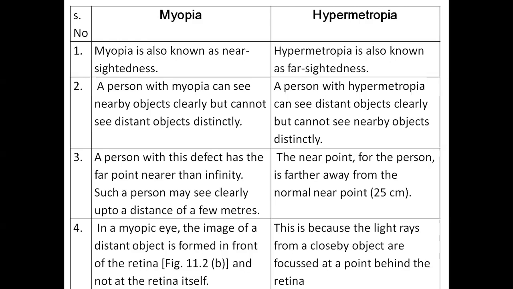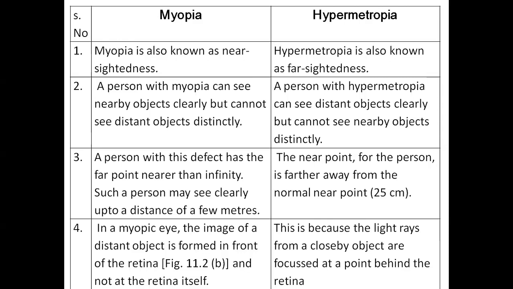In hypermetropia, a person can see distant objects clearly but cannot see nearby objects distinctly. In myopia, a person with this defect has the far point nearer than infinity. Such a person may see clearly up to a distance of a few meters. In hypermetropia, the near point for the person is further away than the normal near point of 25 centimeters we discussed in the human eye.